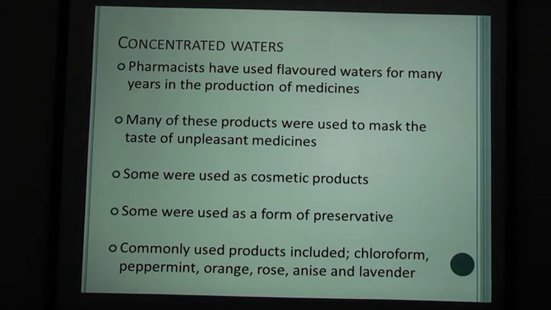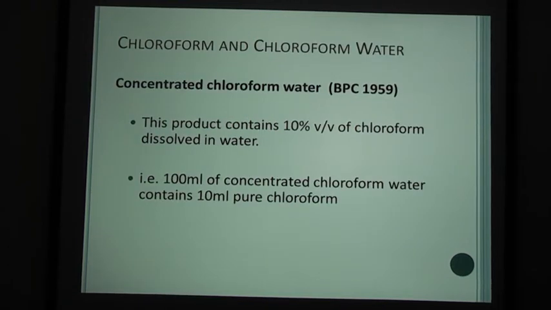So some of these were used as a form of preservative. Some were used for cosmetic products. Commonly used in products, included chloroform, peppermint, orange, rose, anise, and lavender. And you will still come across all of these things in your modern day pharmacy. Chloroform and chloroform water.